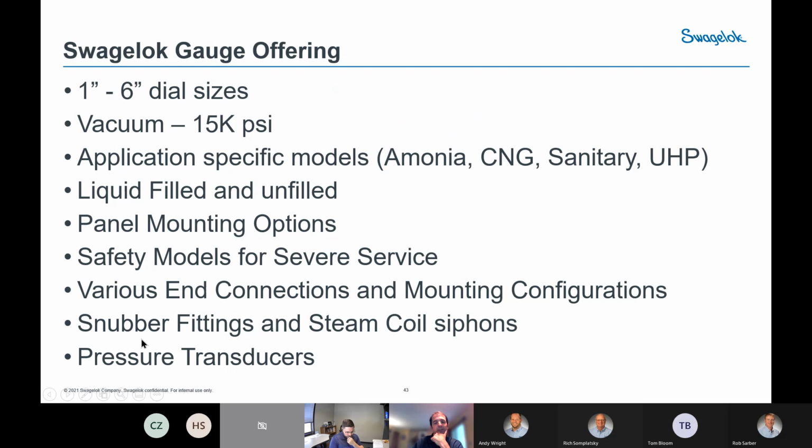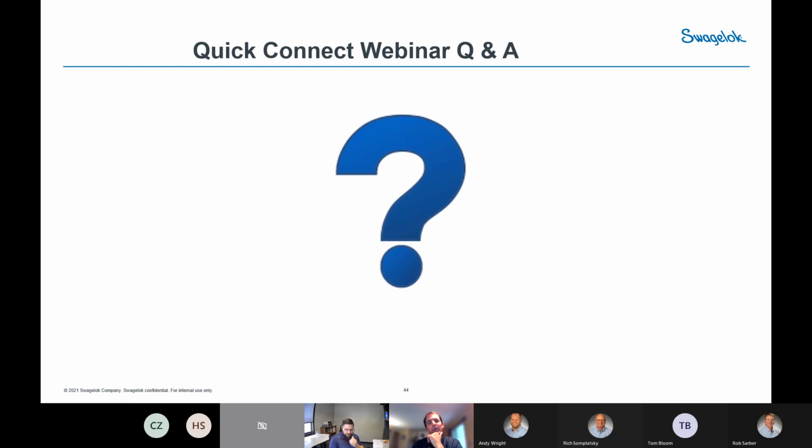We do offer snubber fittings and some steam coil siphons like we talked about previously, and we have pressure transducers as well. So that pretty much sums up the content there.